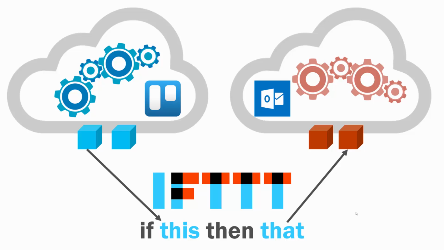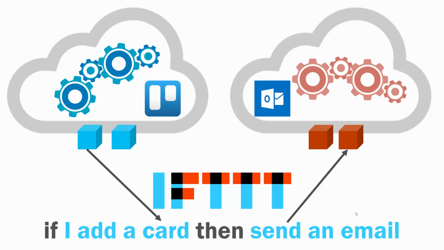I want to create a solution so that when I add a task for my group in Trello, it automatically starts a conversation in the Office 365 group. Now, Office 365 groups are not yet a channel in Trello. However, they do have email addresses. So I can send an email to my group and thereby start a new conversation. If I were to phrase this solution as an if this then that statement, it would be: if I add a card in Trello, then send an email to the appropriate group.